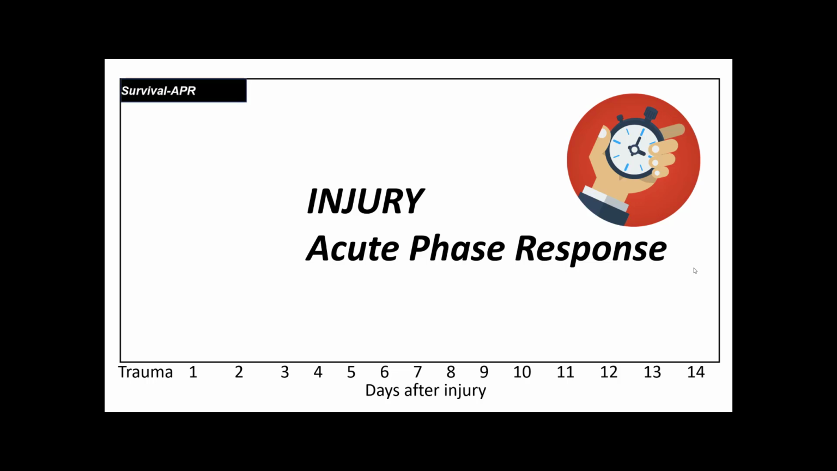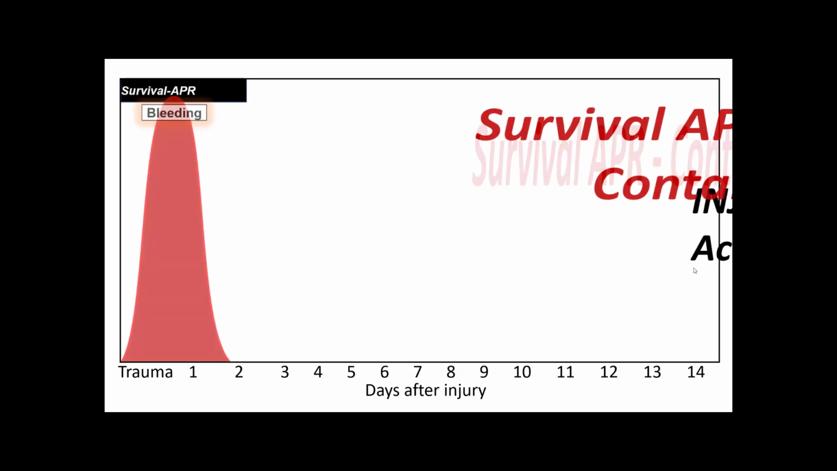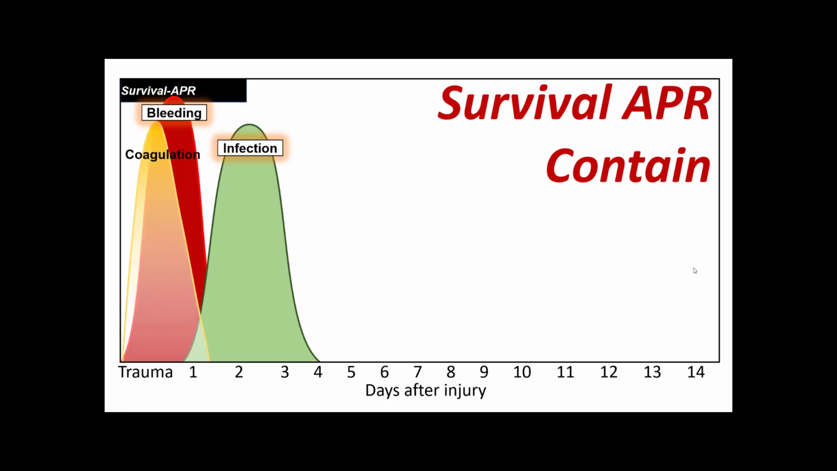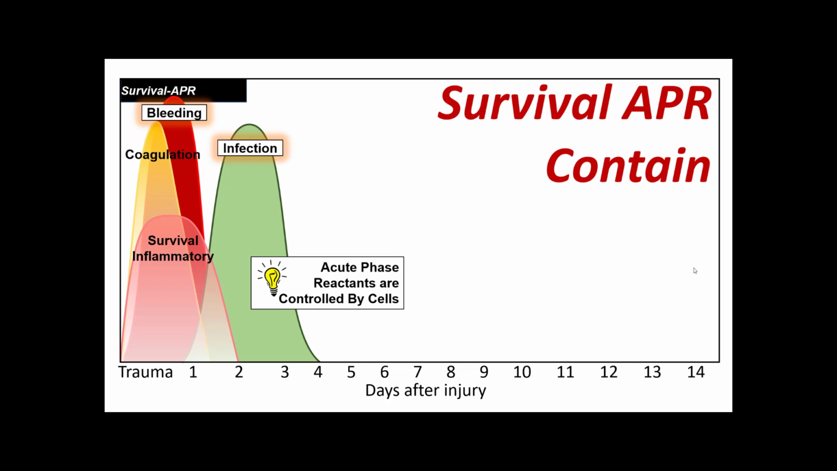So if we look at how we see this in terms of timing of what we see on the wards with people who have these injuries, if we look at the survival acute phase response, we first have to take care of bleeding, then we have to resolve infection. Simply put, the coagulation system and the survival inflammatory response are the key aspects to stop these problems. One thing to realize is that of those 1,000 acute phase reactants, the majority of them are controlled by cells, meaning you need the proper cellular interaction to make it so that these effector responses actually are carried out in that tissue.